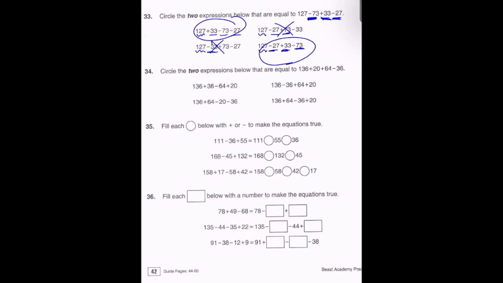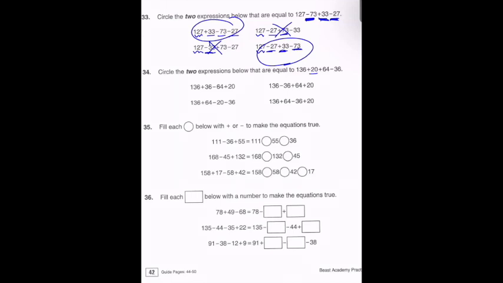And so now we're going to take a look together. We start with 136, and we should add 20, add 64, and subtract 36. For the first option, we're adding 36 instead of subtracting it, so it's going to be incorrect since the signs have been switched.